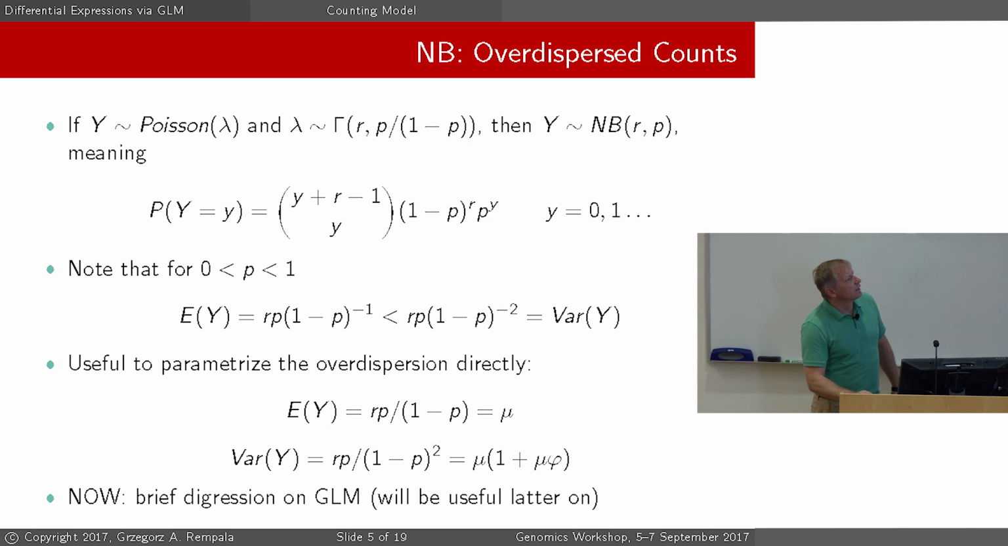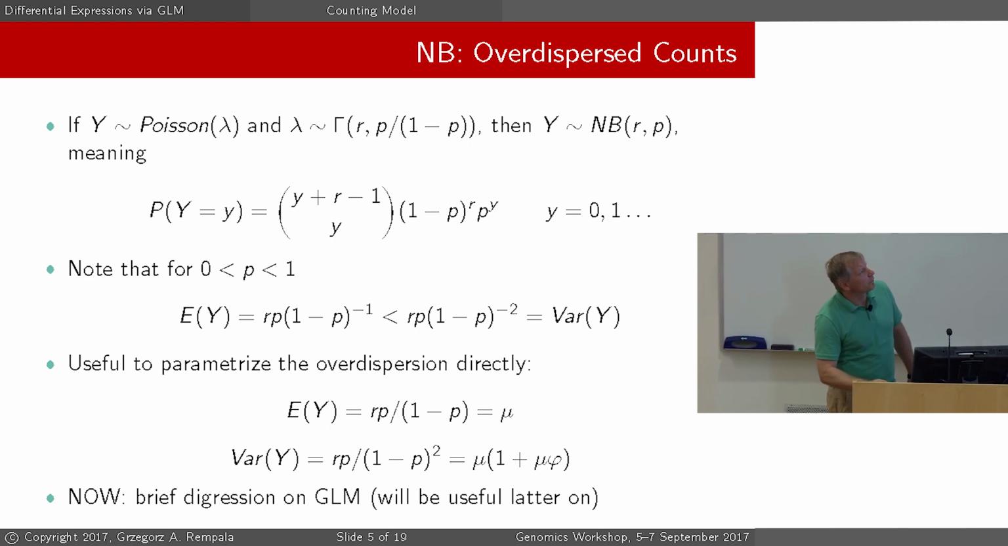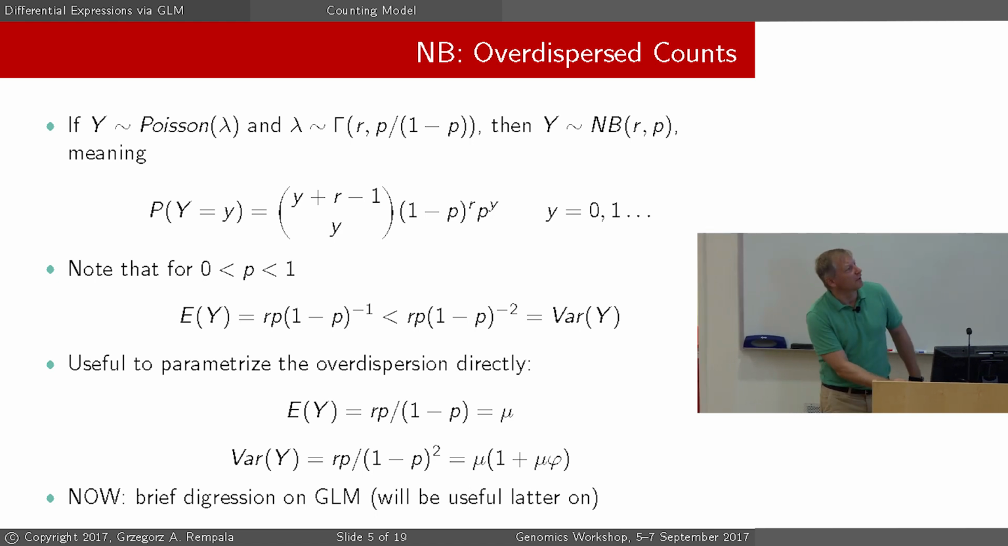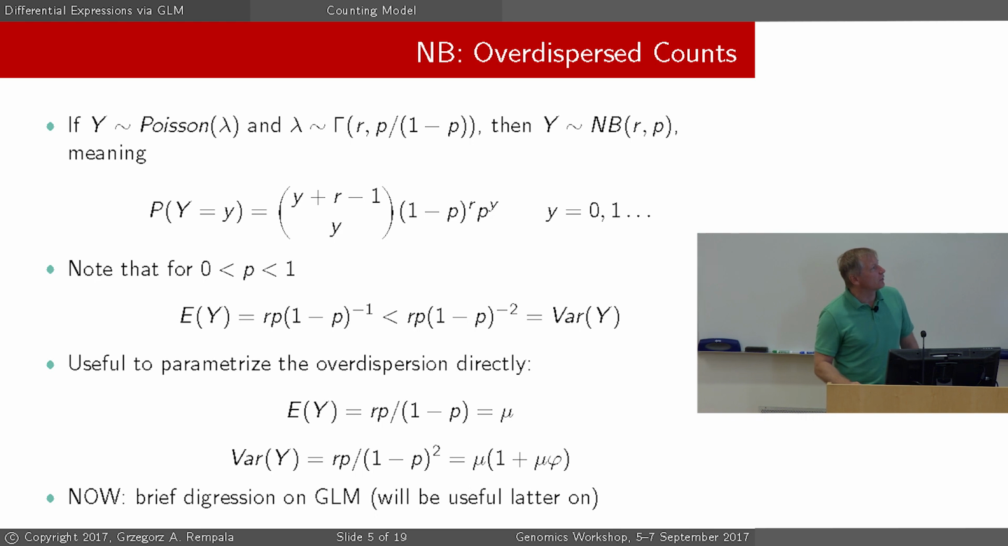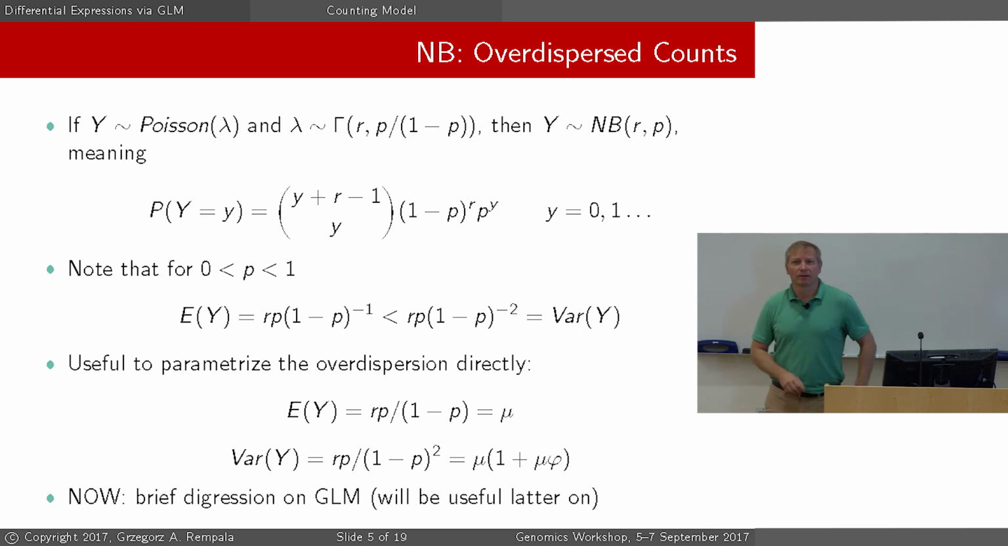One thing before I do that: if you look at the mean and the variance of this distribution, you see that it satisfies the condition we had for it, which is that the expected value, or mean, of the distribution should be smaller than the variance. So it models over-dispersion.